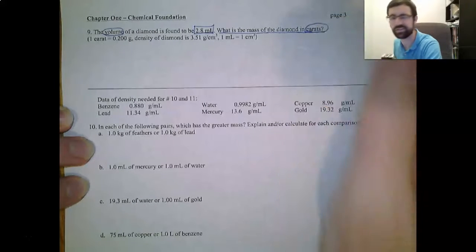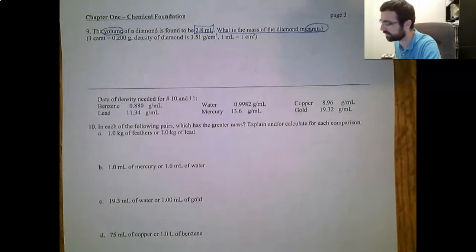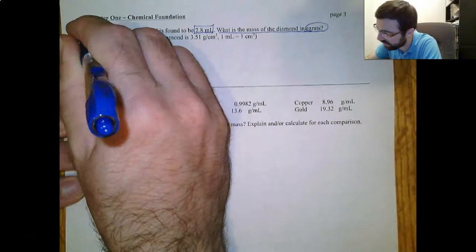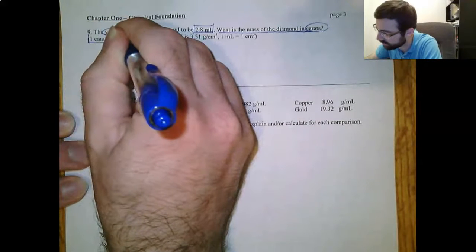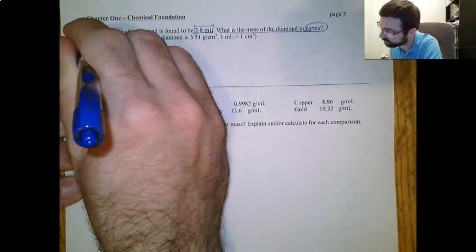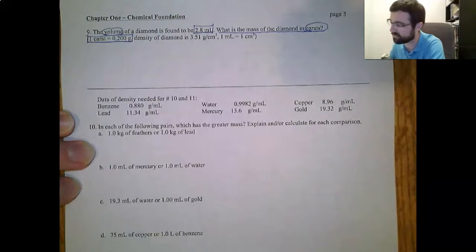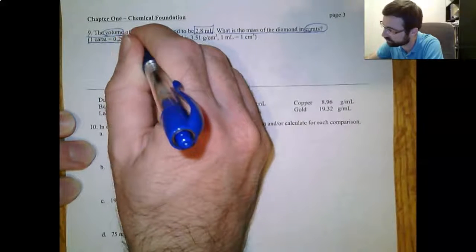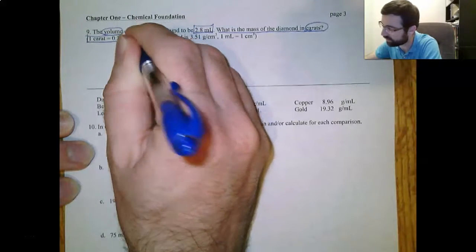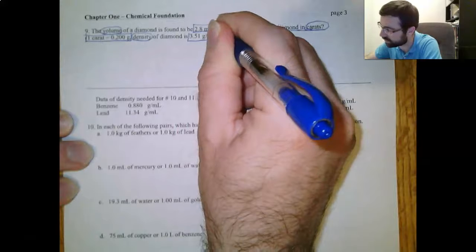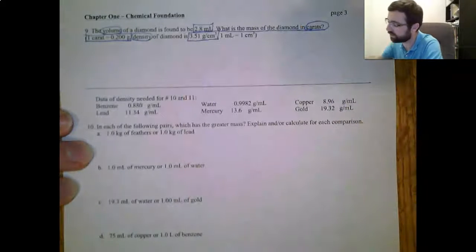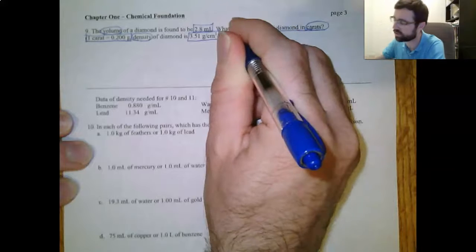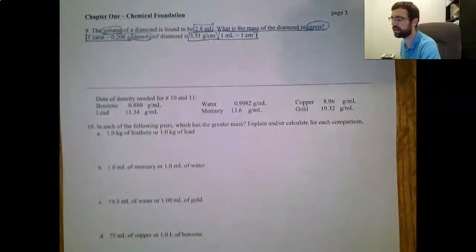Not a vegetable, it's a different kind of carat. Okay, it gives us this important information right here: 1 carat equals 0.200 grams. It gives us the density of the diamond, 3.51 grams per centimeter cubed. And it reminds us that 1 milliliter is the same thing as 1 centimeter cubed. That's some information that can be very useful.